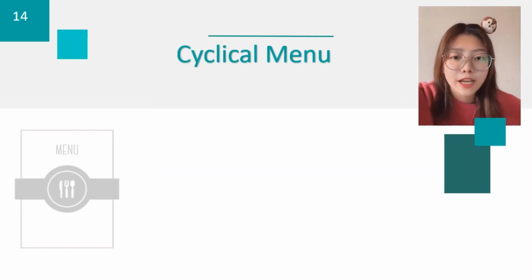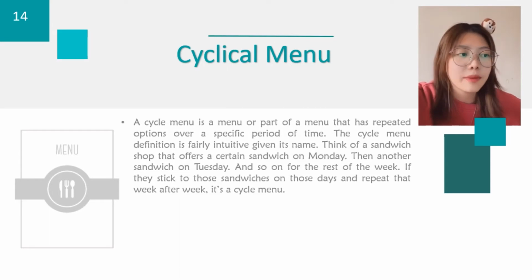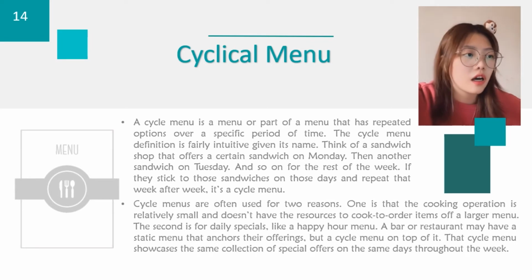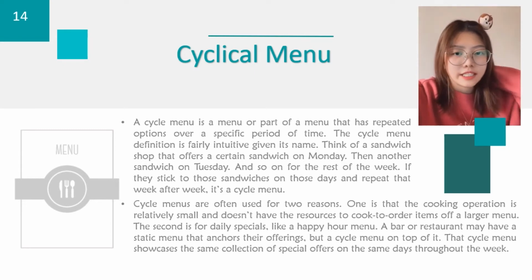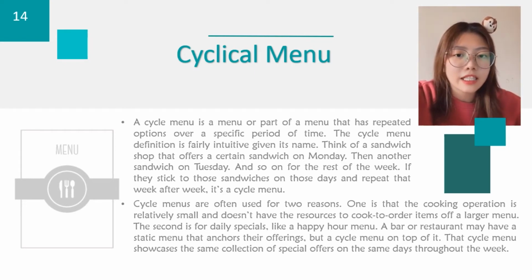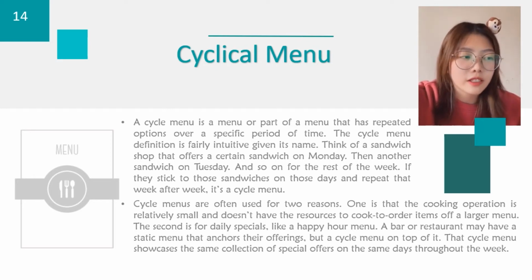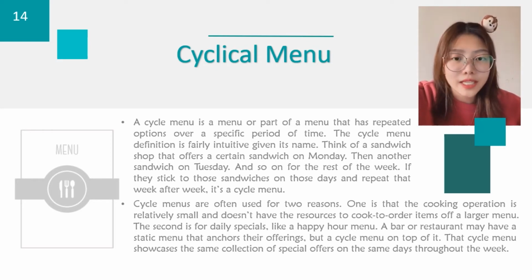The third type of menu is cyclical menu. A cycle menu is a menu or part of the menu that repeats options over a period of time. The cycle menu definition is fairly intuitive given its name. Think of a sandwich shop that offers a different sandwich on Monday and a different sandwich on Tuesday and so on, for the rest of the week. And if they stick to those sandwiches on those days and repeat it week after week, it's a cycle menu.